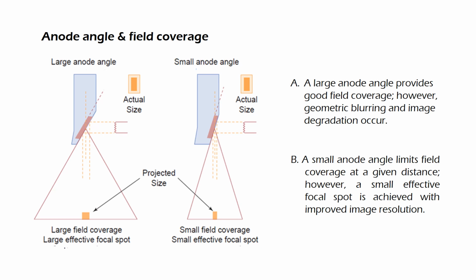A small anode angle, approximately 7 to 9 degrees, is desirable for small field of view devices, such as some small fluoroscopy detectors, where field coverage is limited by the image receptor diameter, for example, 23 centimeters. Larger anode angles, approximately 12 to 15 degrees, are necessary for general radiographic imaging to achieve sufficiently large field area coverage at typical focal spot to detector distances such as 100 centimeters.